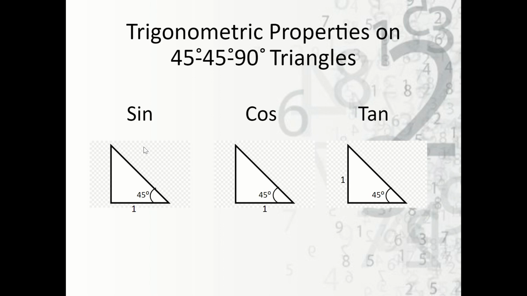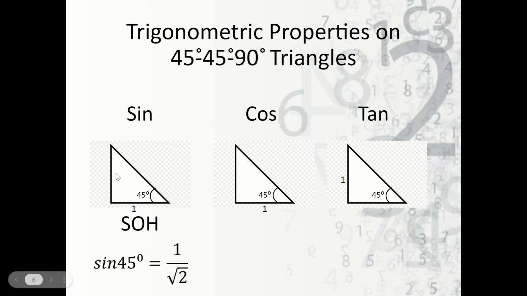Now how do we use our trig properties on these? Well, if we have that this one's 45 degrees and this one's 1, we know that sine is opposite over hypotenuse. So if this is 45 and we have opposite, which is this case, we know it's going to be 1 and this is going to be square root of 2. So it's 1 over square root of 2. And now even though we didn't know what either of these sides were, because we know that this is 45 degrees, we know that this is 1 over square root of 2.